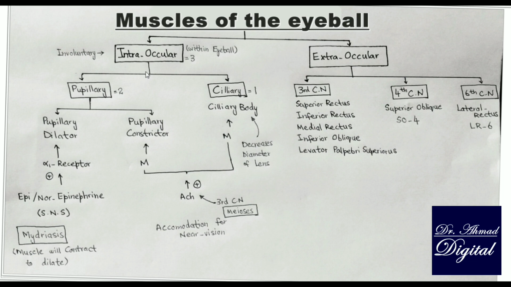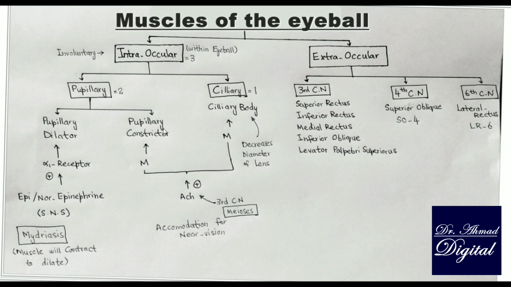We have two kinds of intraocular muscle, the pupillary and the ciliary. The pupillary muscles are 2 in number. One is the pupillary dilator, the other one is the pupillary constrictor. Pupillary dilator has alpha-1 receptors, which are activated by epinephrine or norepinephrine released during sympathetic activity, and it causes mydriasis. Mydriasis means the pupillary dilator will contract to dilate the pupil, and this is called mydriasis.